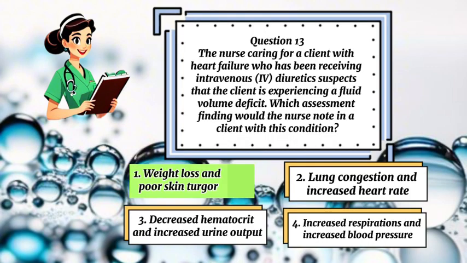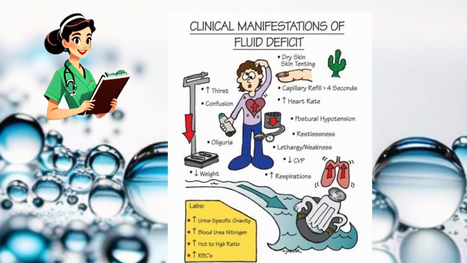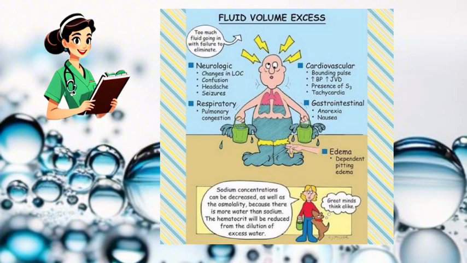1. Weight loss and poor skin turgor. Assessment findings in a client with a fluid volume deficit include increased respirations and heart rate, decreased central venous pressure (CVP), weight loss, poor skin turgor, dry mucous membranes, decreased urine volume, increased specific gravity of the urine, increased hematocrit, and altered level of consciousness. Lung congestion, increased urinary output, and increased blood pressure are all associated with fluid volume excess.